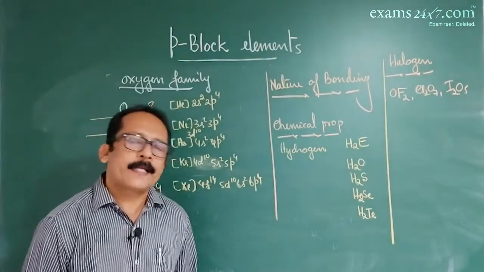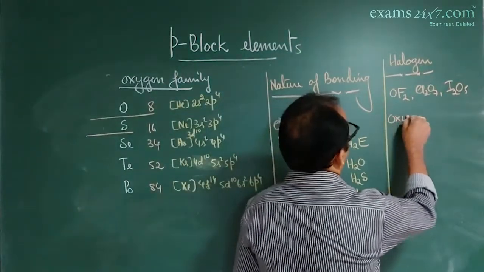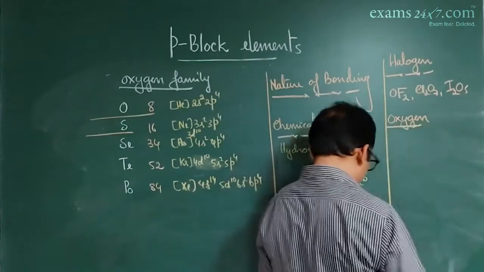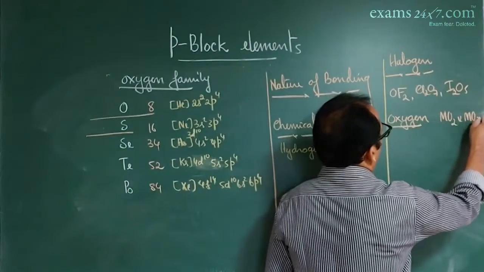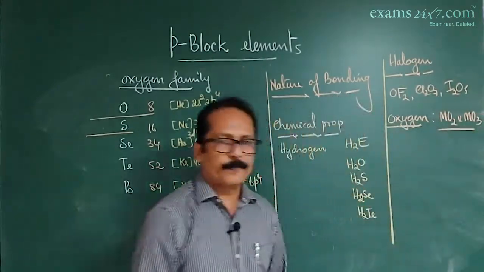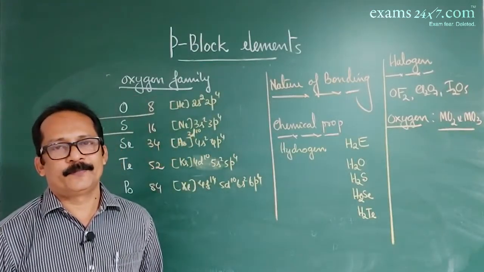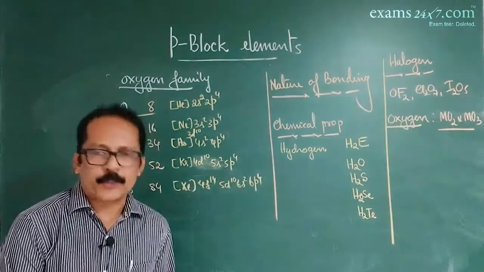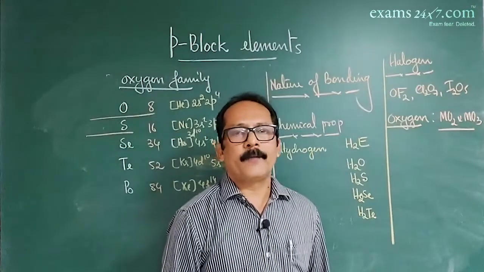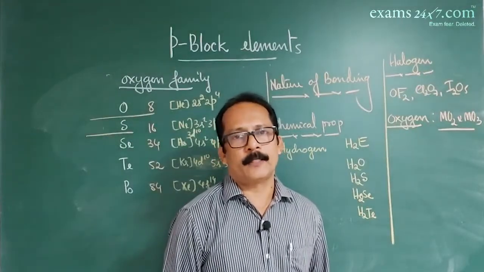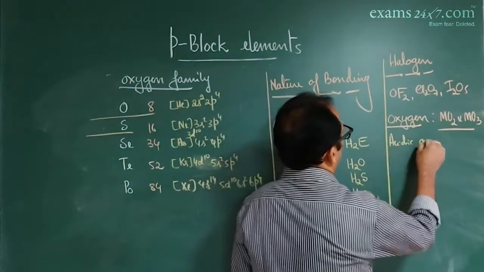Other than oxygen, the rest of the elements, when they react with oxygen, form different types of oxides, the common oxides being MO2 and MO3, like sulfur dioxide, SO2, sulfur trioxide. Similarly, selenium oxide. Here the reaction of oxygen with other elements forms different types of oxide. Now, first, acidic oxides.